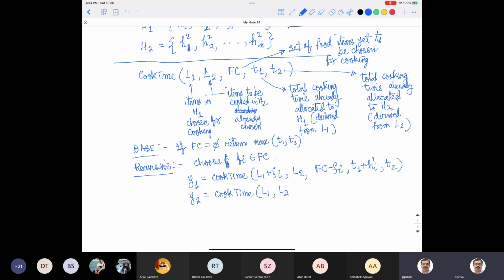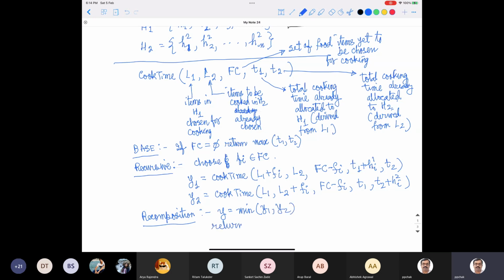Somebody else tell me what to write here? L2 plus F. And then, what is my recomposition function? Some minimum. Who has not understood? Clear to everybody? Akshay Mandal?